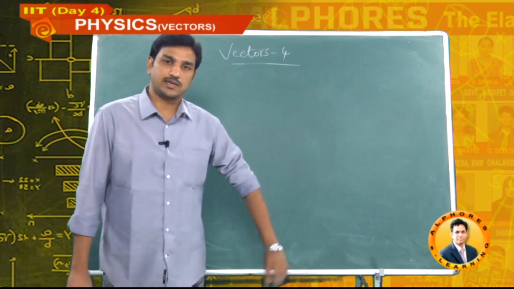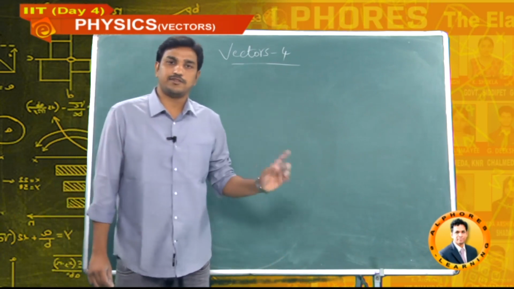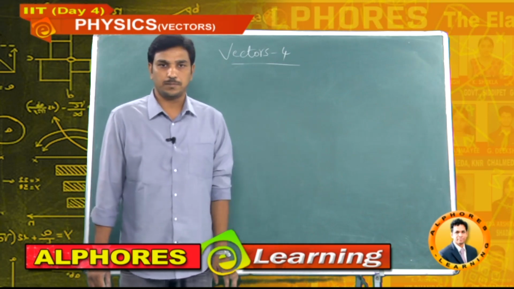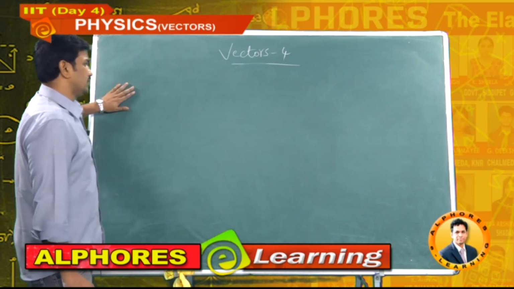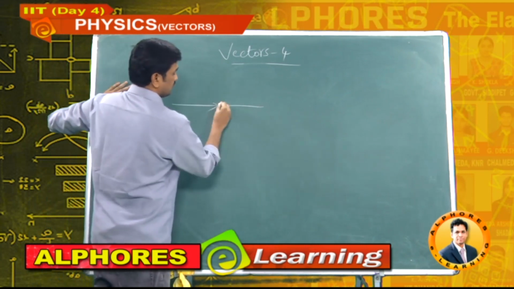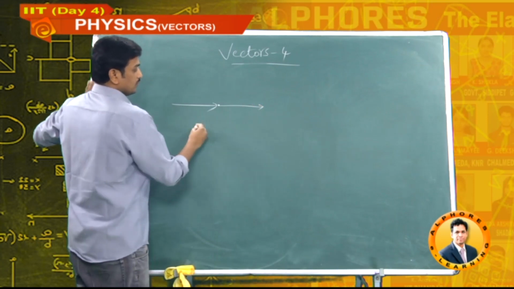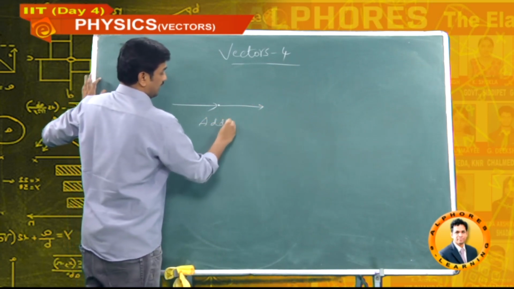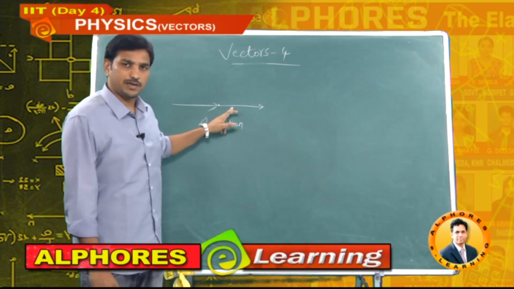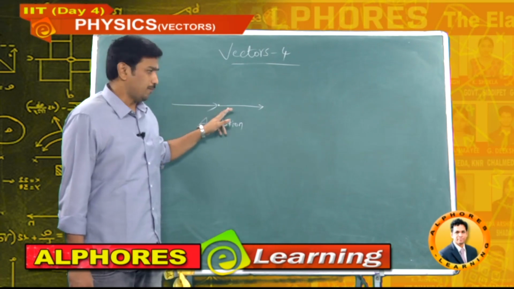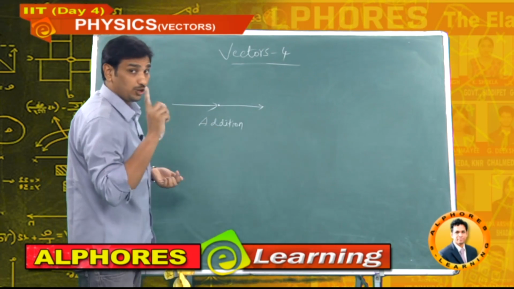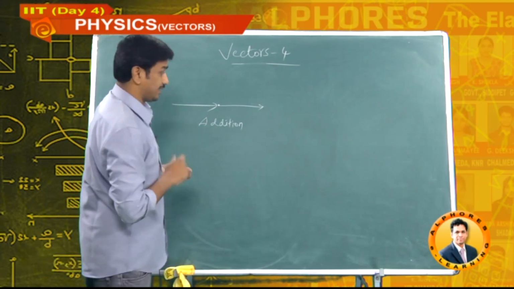How do we add two vectors? When the head of the first vector is joined with the tail of the other vector, that is the addition of two vectors. Yesterday we already saw those points: head of the first vector, tail of the second vector. This is the process of addition of two vectors. Here, the angle between two vectors: you should join the two tails when you want to calculate the angle between them.